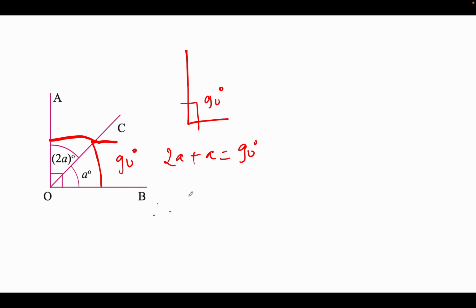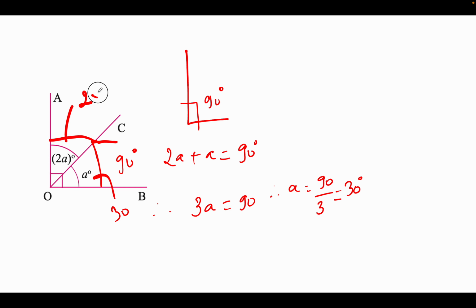Thus 3A equals 90 degrees. So we can say that 90 by 3 equals 30 degrees. For this, angle A is 30 degrees, and this 2A, 2 into 30, equals 60 degrees. Number 1 answer is finished.